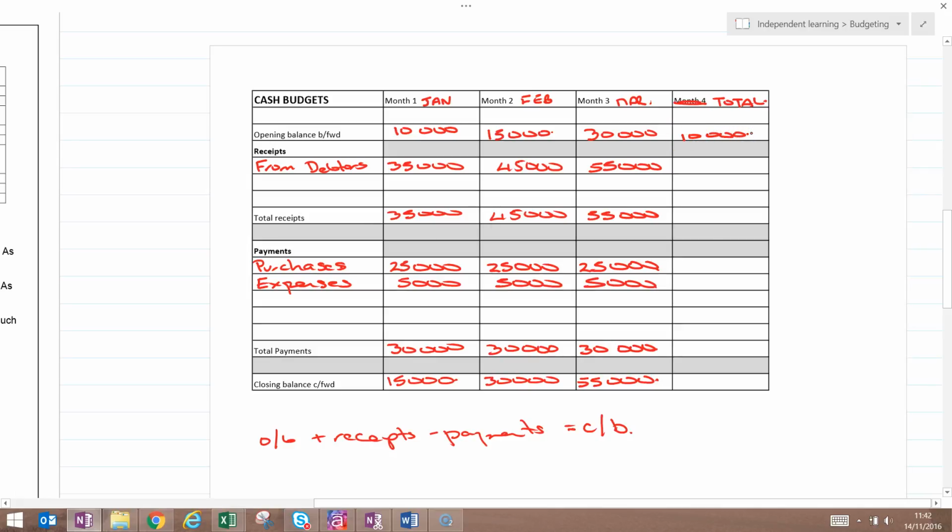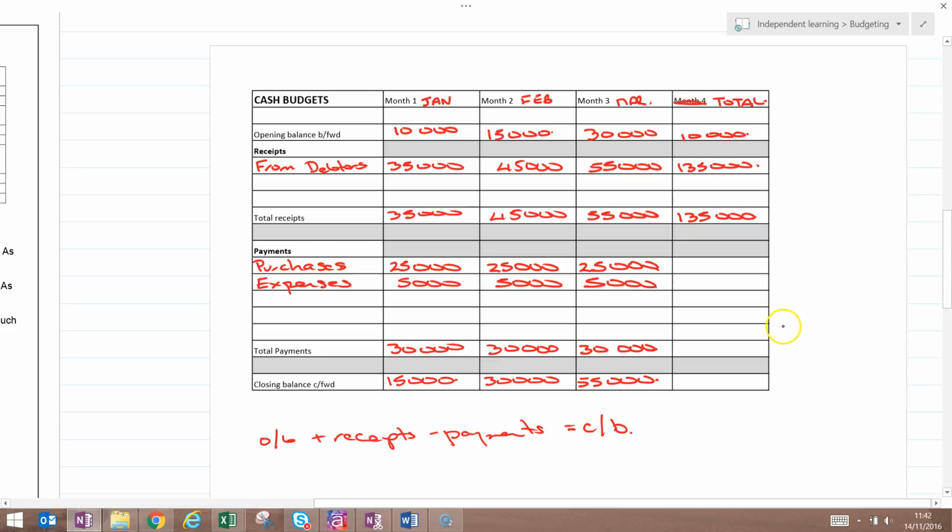So don't make the mistake of adding the 3 opening balances together and putting them in. What we want is the opening balance at the start of the cash budget. When it comes to the receipts, we can total the receipts. So January receipts plus February receipts plus March receipts comes to a total of 135,000.